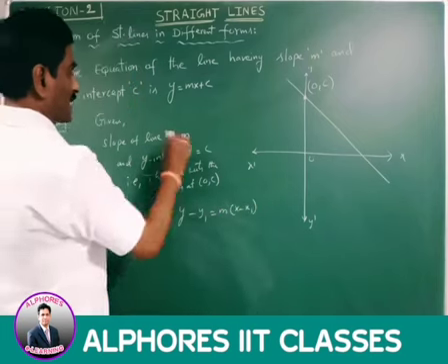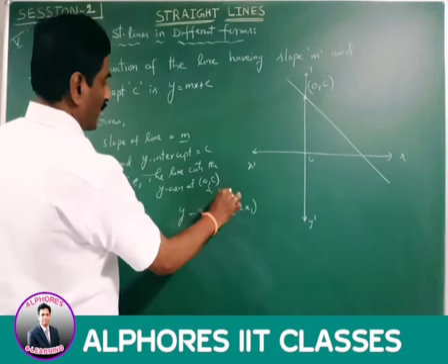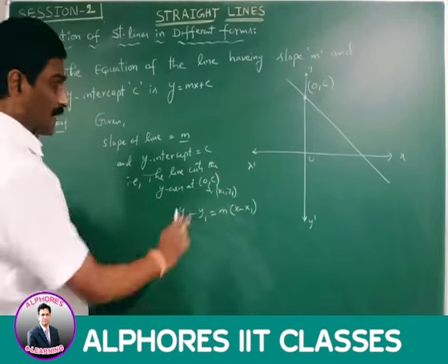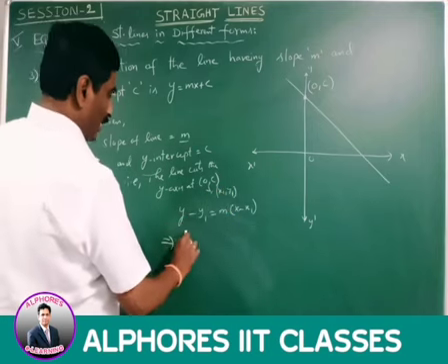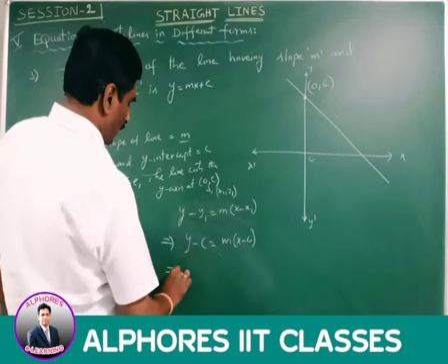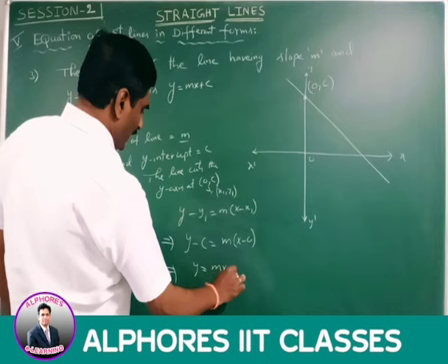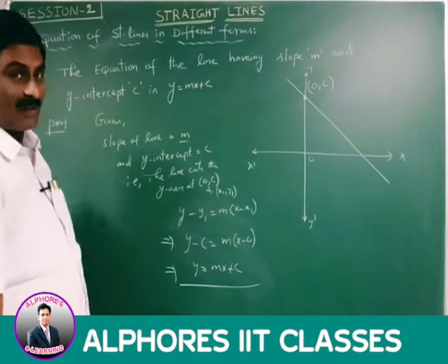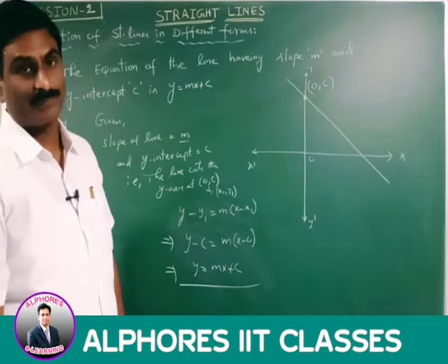Here slope m is given. The point x1 y1 is nothing but 0 comma c. Substitute these points in this equation. We get y minus c is equal to m of x minus 0. That means y is equal to mx plus c. It is the equation of the line in slope intercept form.